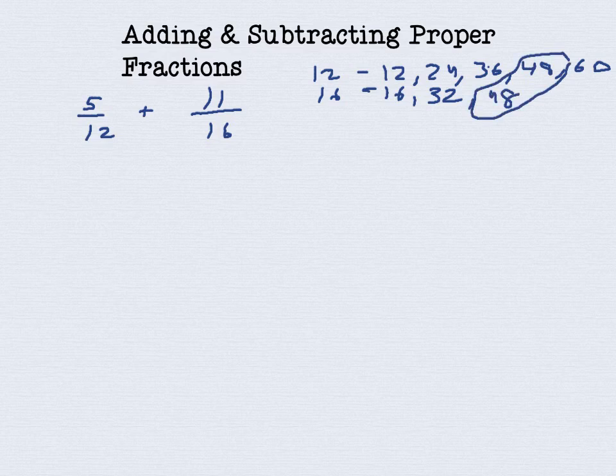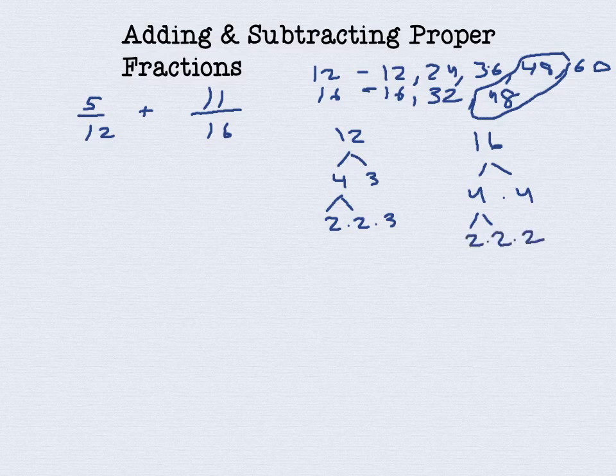The other method we can use to do the same thing is to break down the 12 into prime factors. So say we did 4 and 3 and broke it down again to 2 and 2. So 2 and 2 and 3. 16: say we did 4 and 4 and we did 2 and 2 and 2 and 2. How do we combine that together to get an answer?